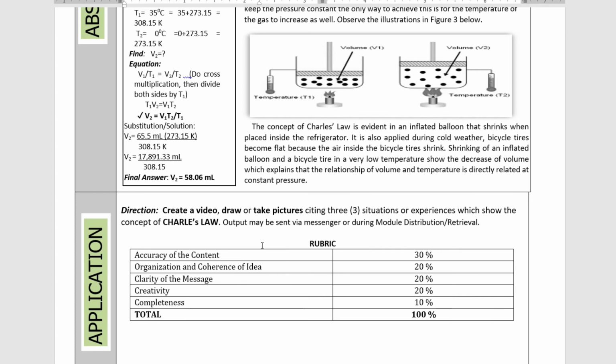Now, in creating a video, you may create one that is about 1 minute, more or less, citing 3 situations or experiences in that particular video. You can narrate, or you can just add subtitles, or however you may do it depending on your creativity. Now, in your drawing or in your pictures, see to it that you draw 3 situations differently, okay?